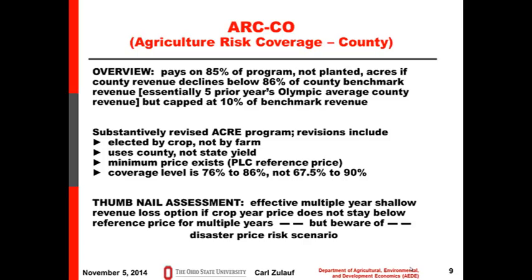In my thumbnail assessment of ARC-CO, I think this is a very effective program for multiple year shallow revenue losses. In other words, as I've said several times, if crop year prices stay between 370, 375, even down to 350 and 425, and stay there for multiple years, this is a program that will help you with that shallow multiple year risk.